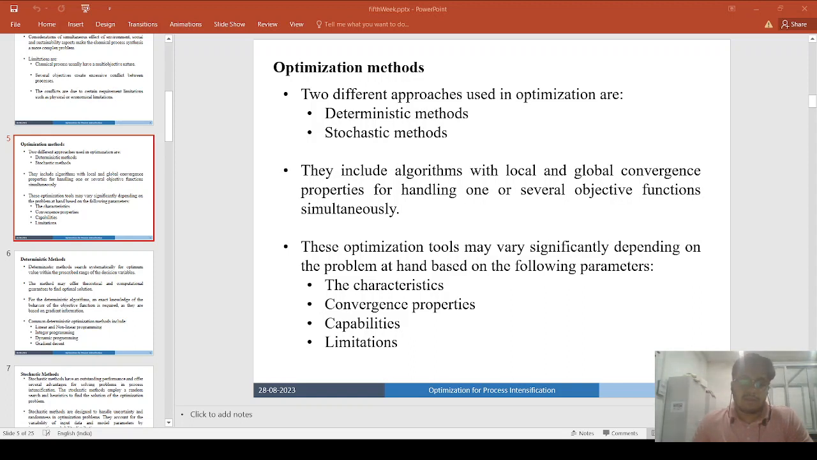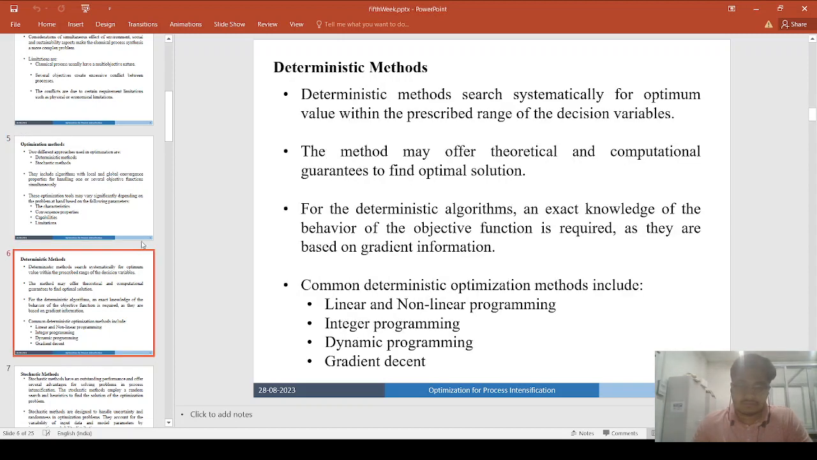So coming under the deterministic methods, the deterministic methods search systematically for the optimum value within the prescribed range of the decision variables. So again, as I told, the deterministic methods are quite computationally intensive. Why? Because they go systematically. They go by basic fundamentals. So they search systematically for the optimum value within the prescribed range of the decision variables.